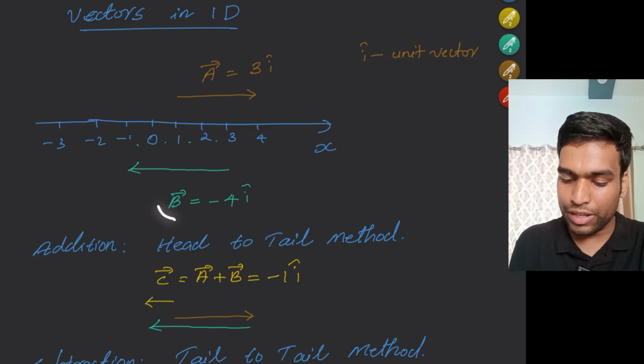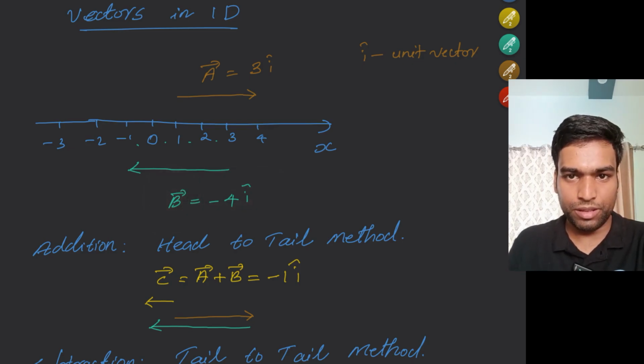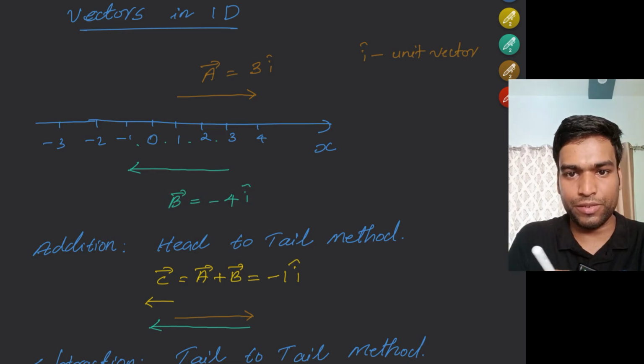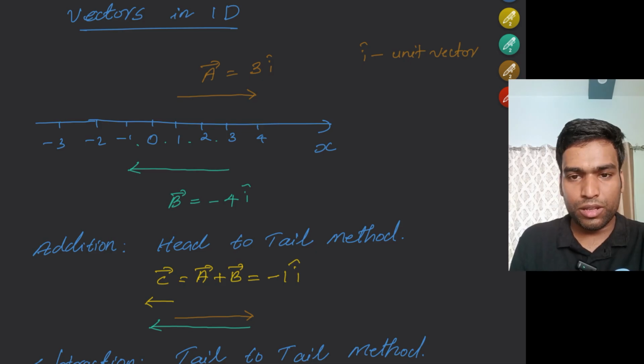And let's focus on another vector b. It has magnitude 4 and direction negative i cap. Negative i cap means it is directed towards the negative x direction, right? Good. Now you got the idea of how to represent a vector.